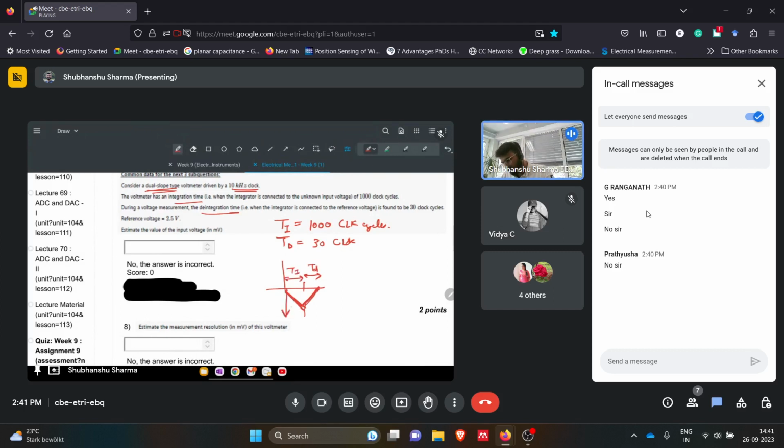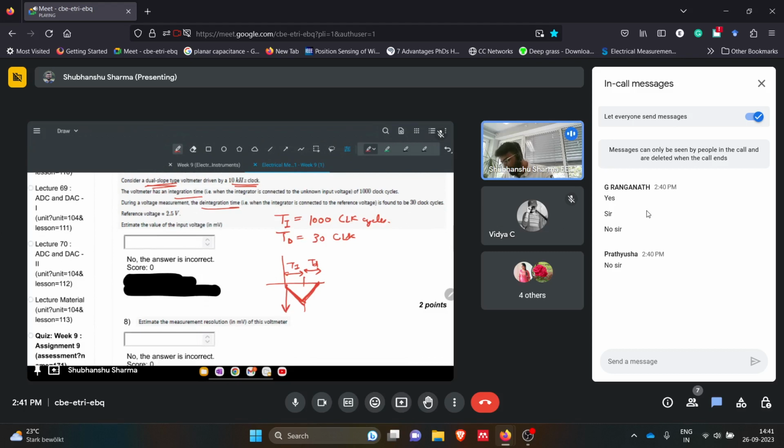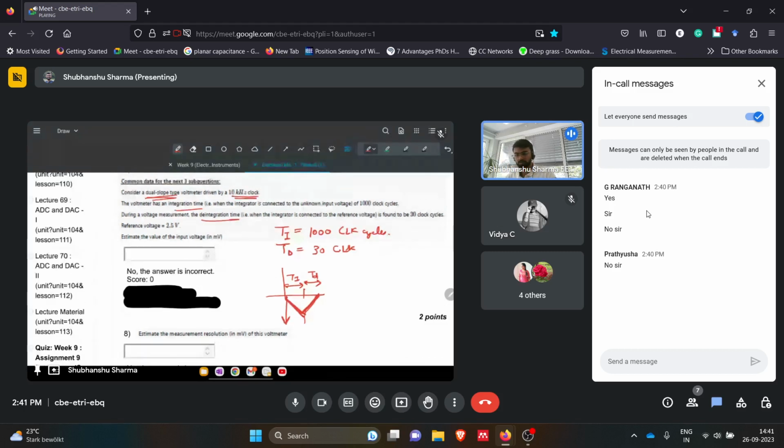So this is the case for the dual slope type voltmeter. Dual slope type, basically an analog to digital converter. And then we have this reference voltage. They have given V reference equals 2.5 volts. Okay. So then they're asking to estimate the value of the input voltage.